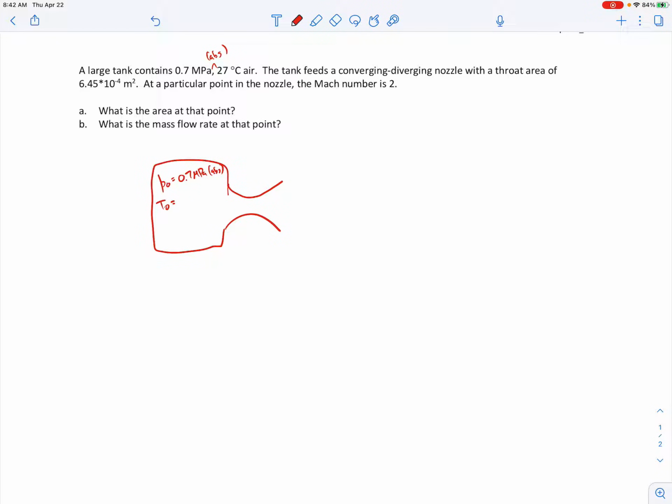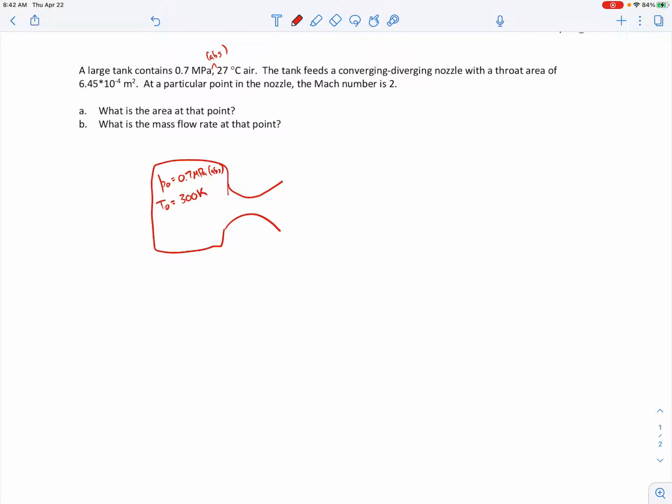The stagnation temperature is 27 degrees Celsius, but we should put everything in terms of absolute pressure and absolute temperature, since the compressible flow relations we use have been derived, at least in part, from the ideal gas law. We need to use absolute pressures and absolute temperatures. So 27 degrees Celsius is 300 Kelvin.